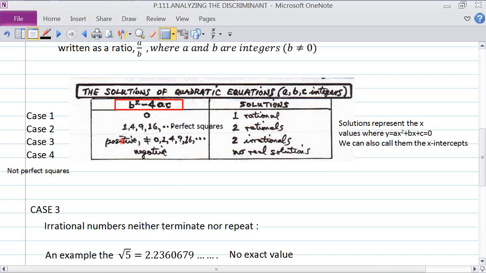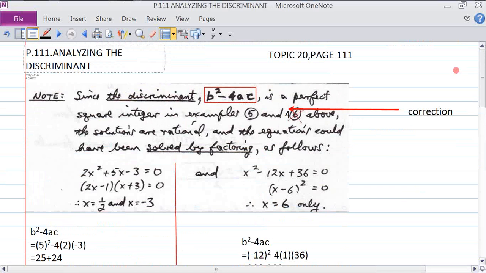If b squared minus 4ac is positive and it doesn't equal 0, and it doesn't equal 1, 4, 9, 16, 25, so it doesn't equal a perfect square, we're going to have 2 irrational solutions. If b squared minus 4ac is negative, we're not going to have an x value that will work. Okay, so there's going to be no x value that works. So this completes our discussion of page 1.